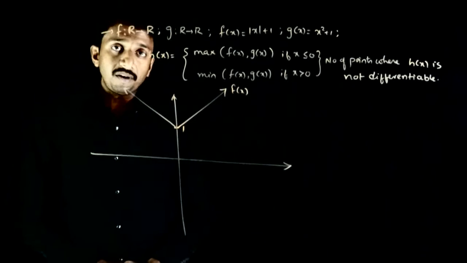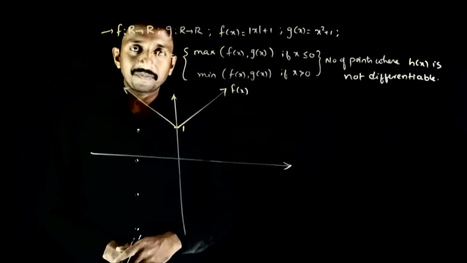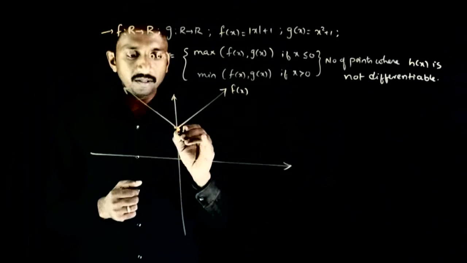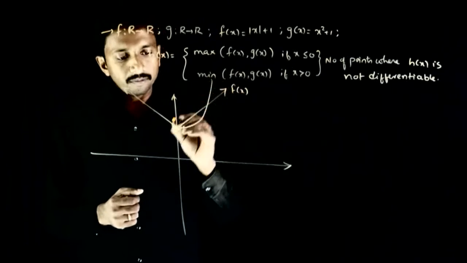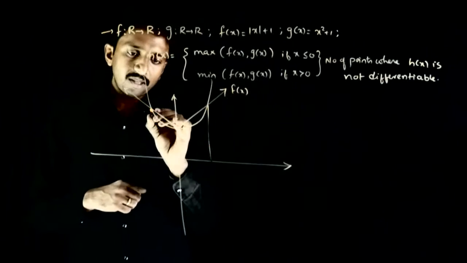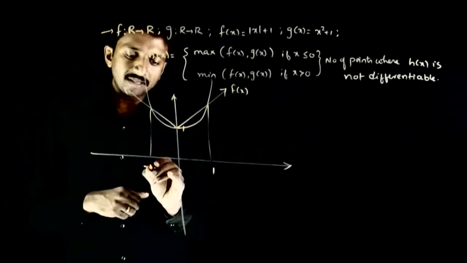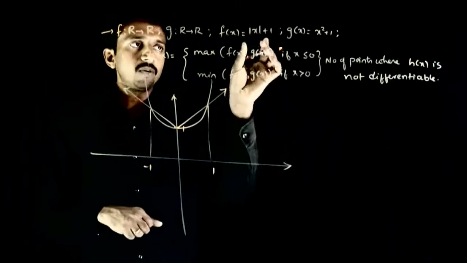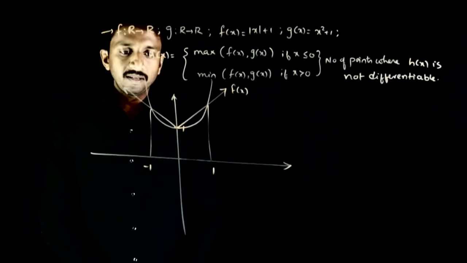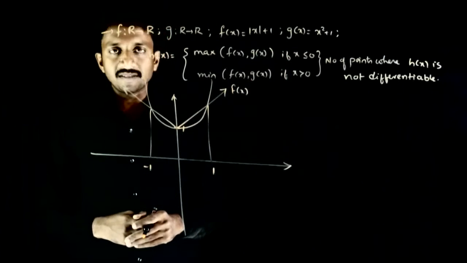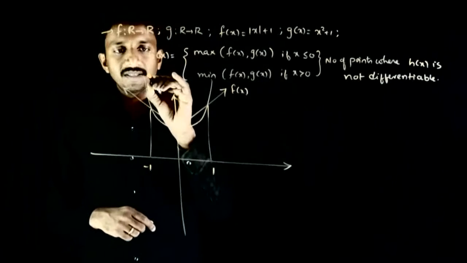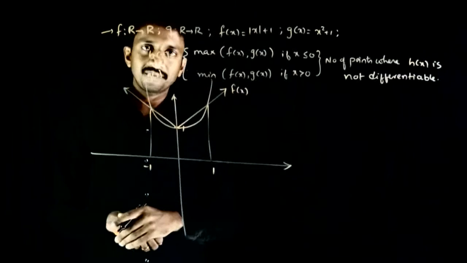And if you draw the graph of g of x, which is x square plus 1, is nothing but x square का जो ग्राफ है वो 1 unit ऊपर आएगा. So the graph of x square plus 1 looks like this. And we know that they both meet at x is equal to 1 and x is equal to minus 1. So x is equal to 1 and minus 1 put किया तो f of x भी 2 है, g of x भी 2. So these two graphs meet at x is equal to 1 and minus 1. So this is the graph of f of x and this is the graph of g of x.